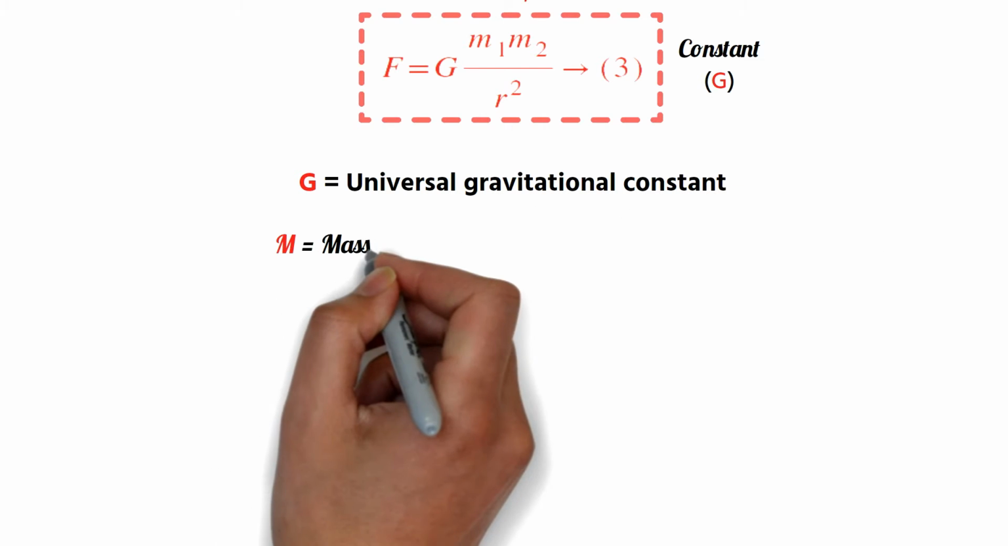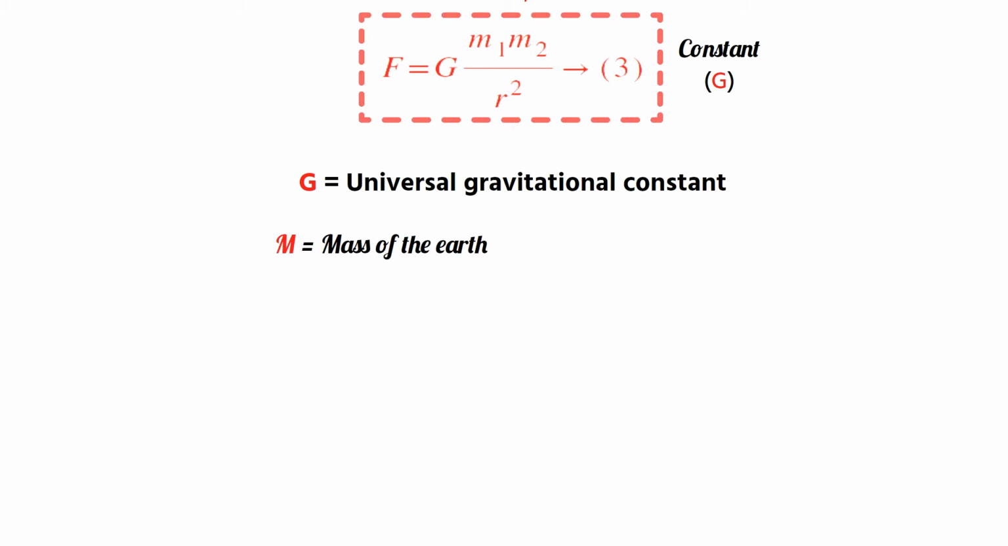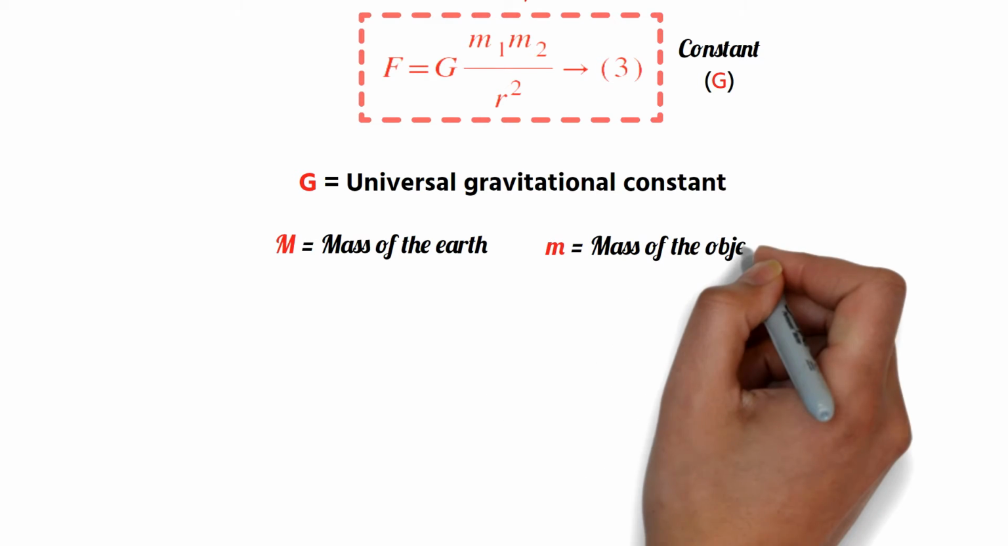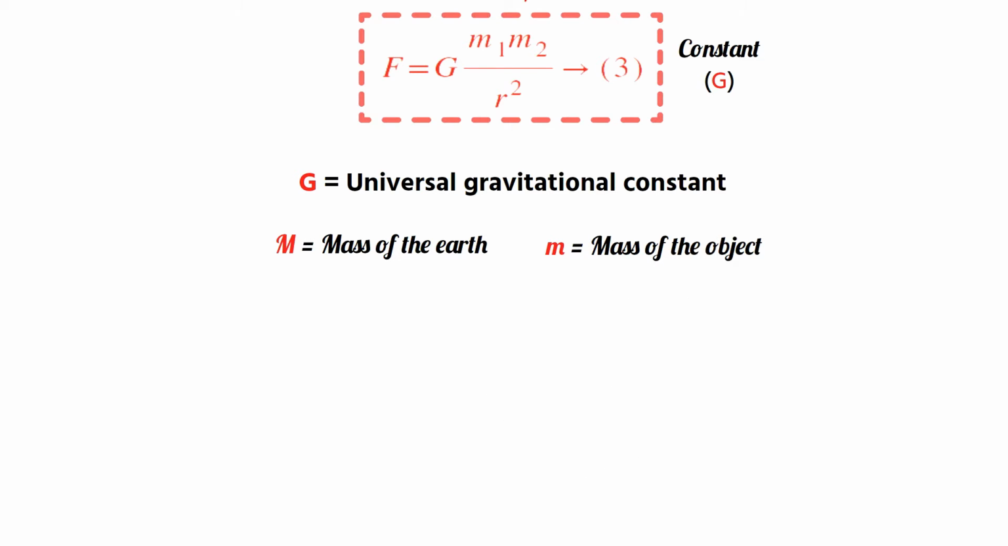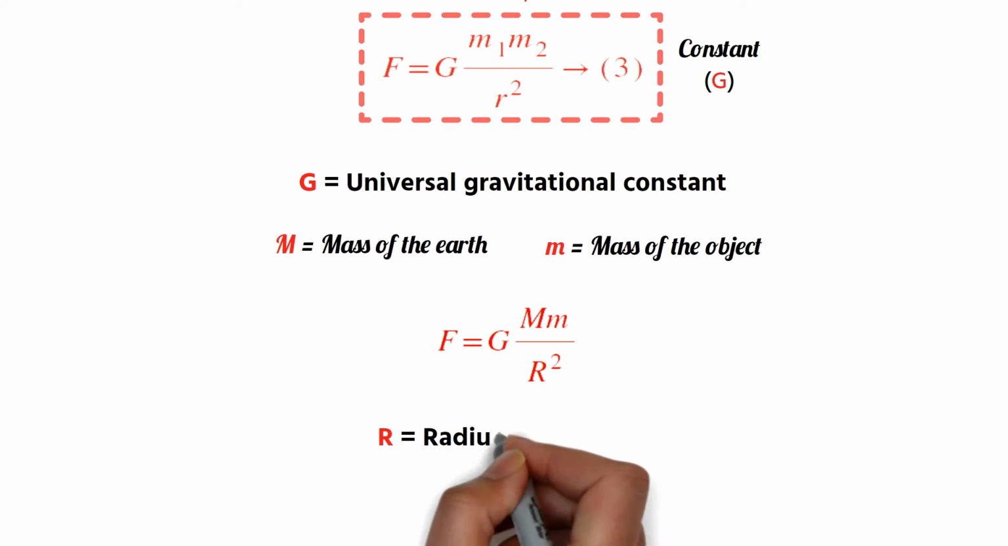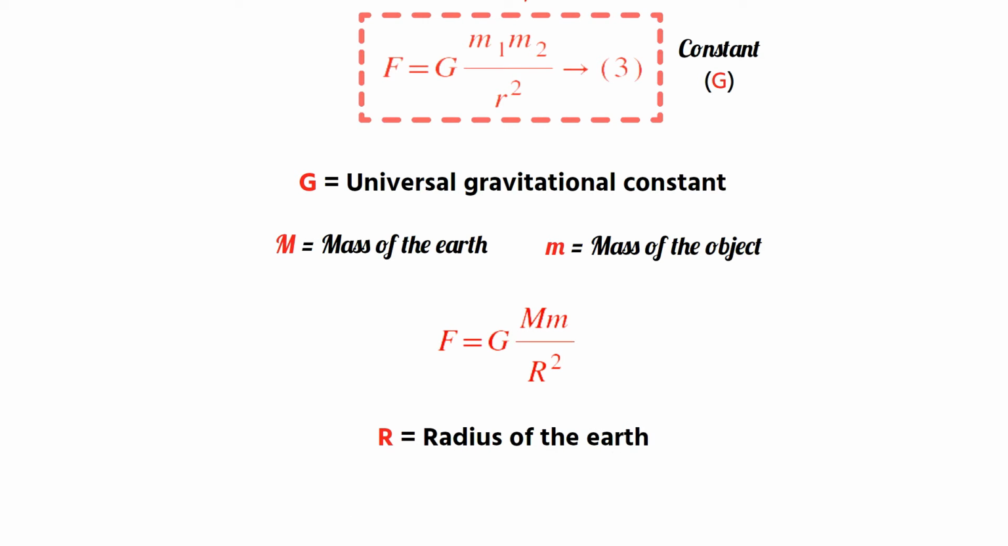Now, if capital M is taken as the mass of the Earth, and small m is the mass of any object present on the surface of the Earth, then the gravitational attraction between them, F equals G M m by r squared, where r is the radius of the Earth. Since the object is on the surface of the Earth, the separation is taken as the radius of the Earth.